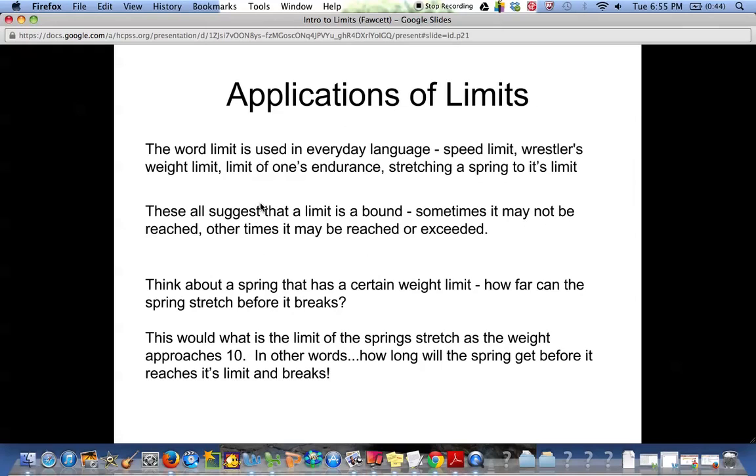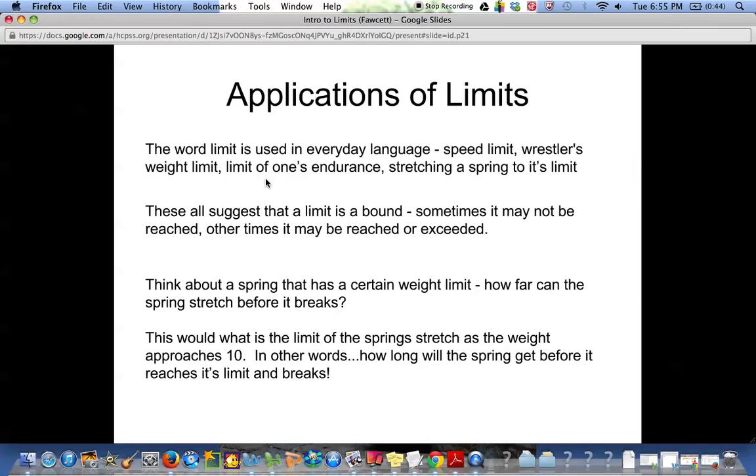So what is the application of a limit? You guys hear the word limit all the time. Speed limit, wrestler's weight limit, limit of one's endurance, stretching a spring to its limit before it breaks. This all suggests that a limit is a bound. Sometimes it may not be reached, other times it may be reached or exceeded.